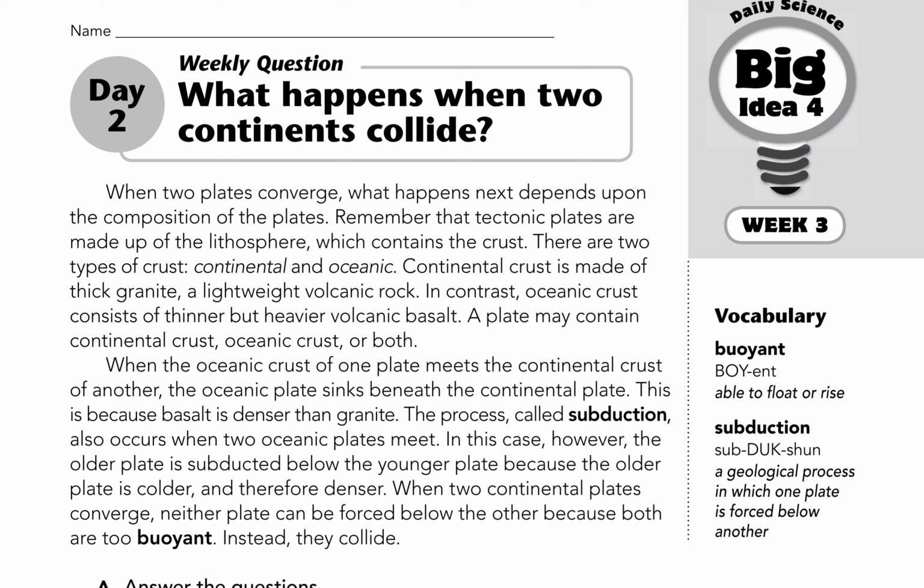Again, the older plate is subducted below the younger plate because the older plate is colder and therefore denser. When two continental plates converge, neither plate can be forced below the other because both are too buoyant. Instead, they collide.